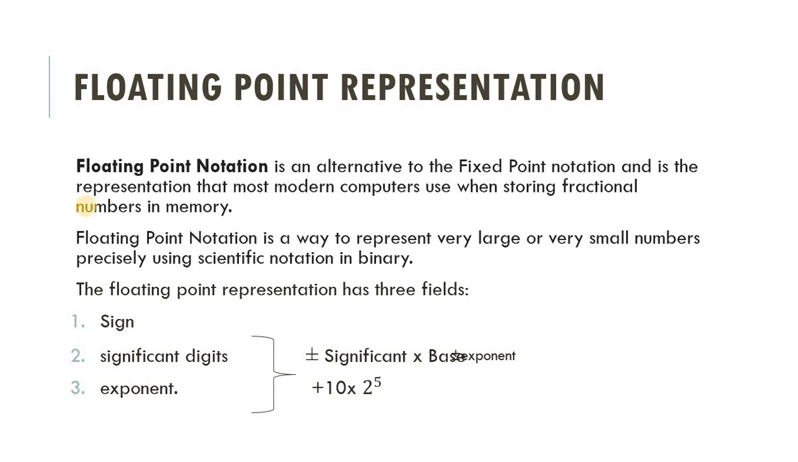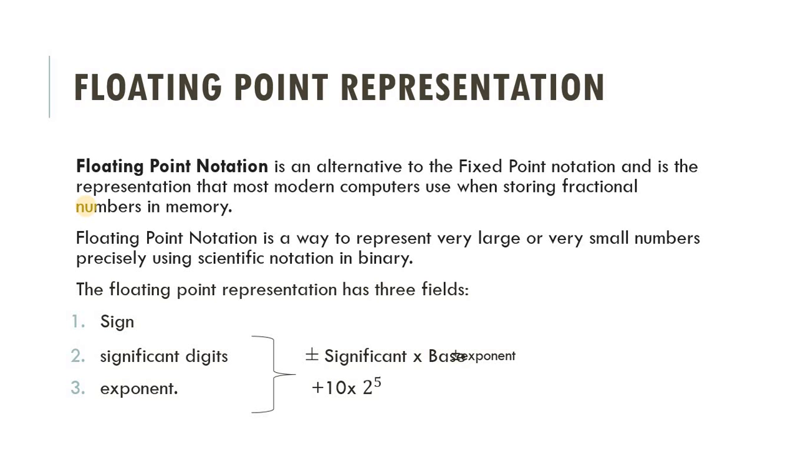Now the second data type is the floating point representation. Now we are all clear with the fixed point representation. The second is floating point. Floating point notation is an alternative to fixed point notation and is the representation that most modern computers use when storing fractional numbers in memory. So modern computers use floating point notation for storing data.